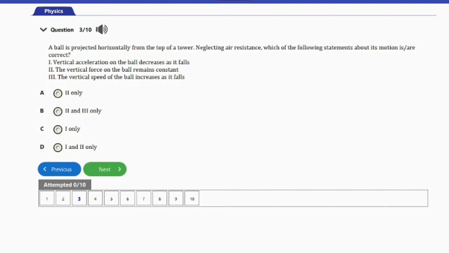I, vertical acceleration on the ball decreases as it falls. II, the vertical force on the ball remains constant. III, the physical speed of the ball increases as it falls. The answer to this question will be II and III, so that relates to option B. Option B is the answer to this question, and that's it for this question. Let's go ahead and consider the next question.